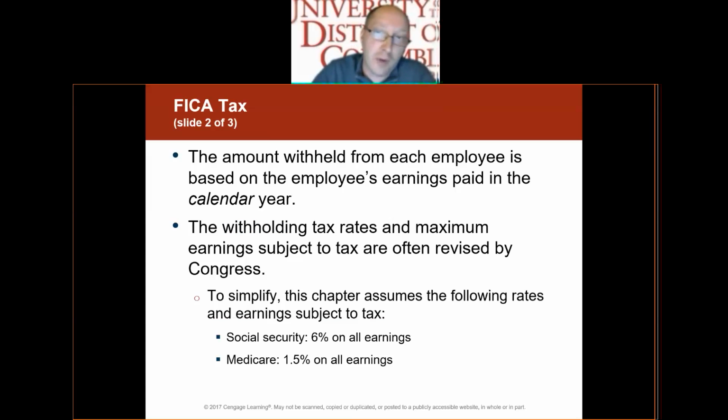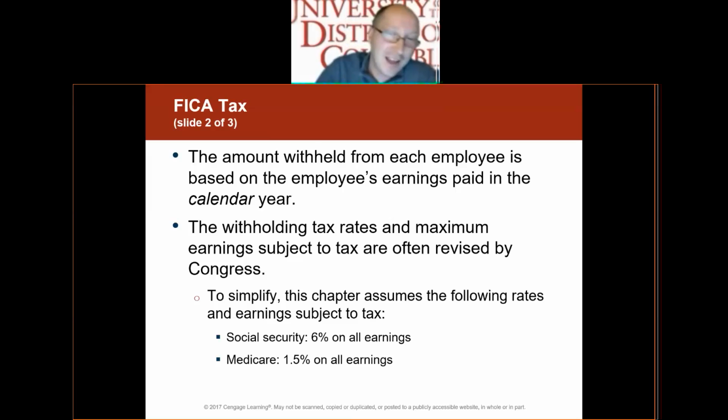The amount withheld from each employee is based on the employee's earnings paid during that calendar year. Withholding tax rates and maximum earnings subject to tax are often revised by Congress. That damn Congress, let me tell you.